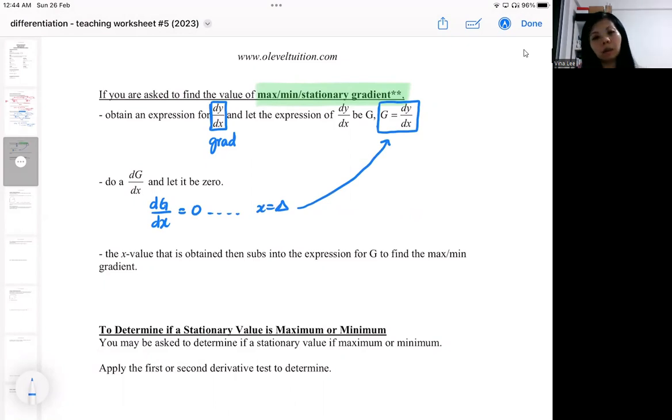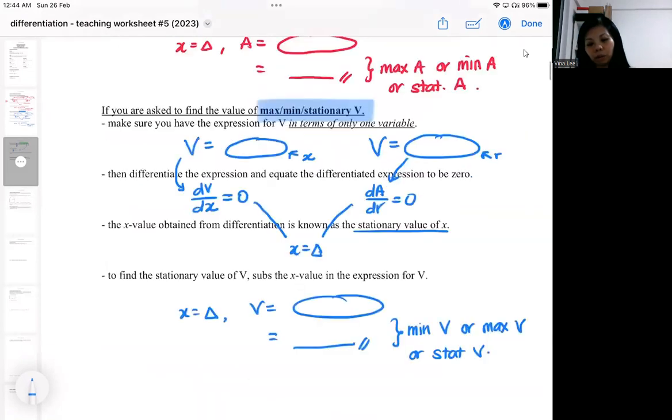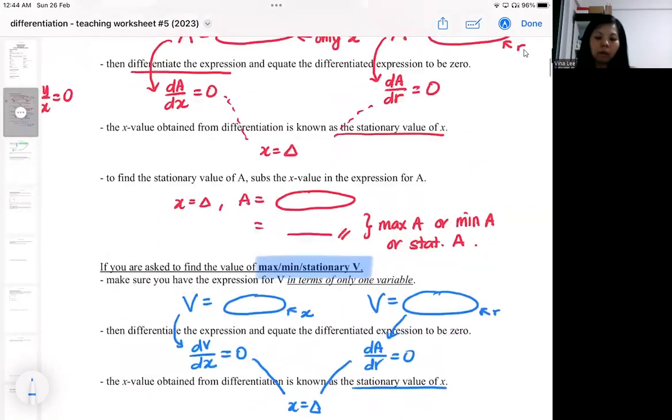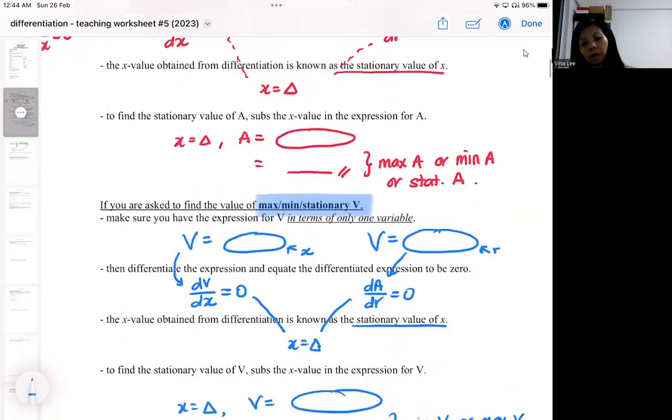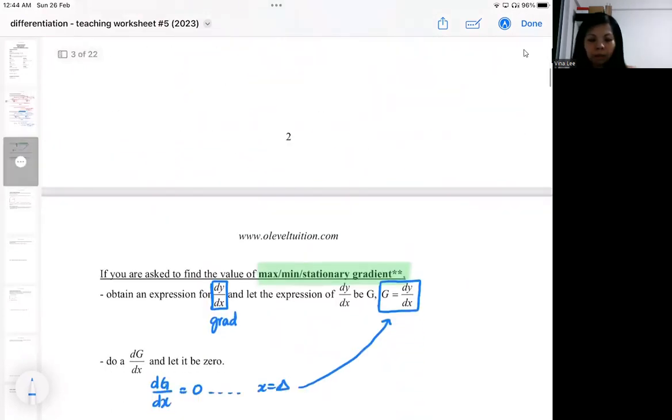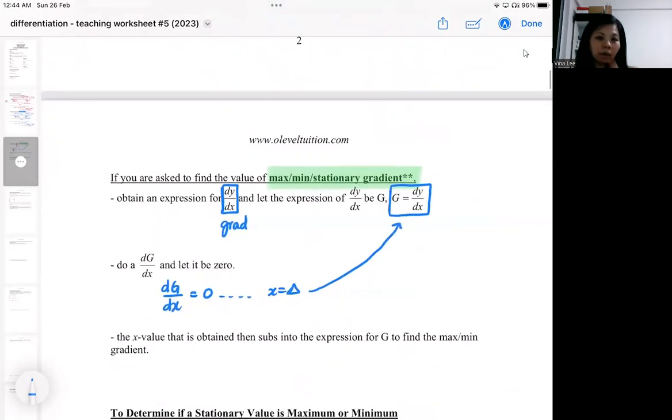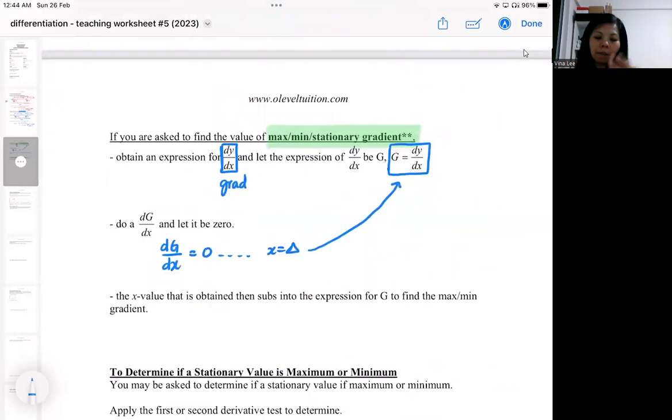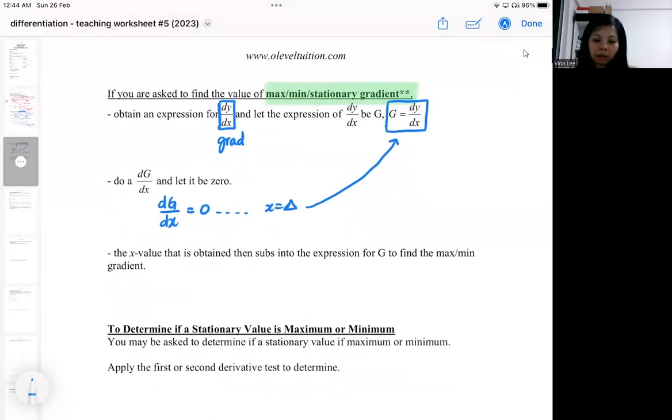Okay, so some of you might be thinking, if I do dG/dx, wouldn't I get a second derivative? In a way, yes, that's a second derivative. But if you don't want to confuse yourself, you don't see it as a second derivative. You see it as differentiating gradient equal to 0. Just like in the previous situation, you differentiate volume equal to 0, you differentiate area equal to 0. So it's something that doesn't change, like dy/dx equal to 0 for a stationary point doesn't change. Whatever you want maximum or minimum of, you differentiate that item equal to 0. It will help you to achieve the maximum or minimum item that you would like to have.